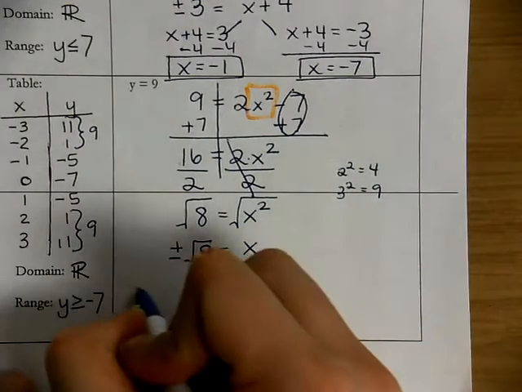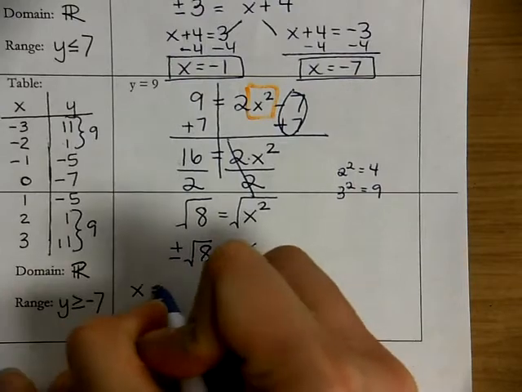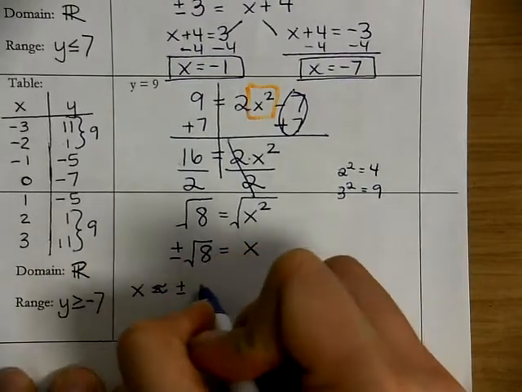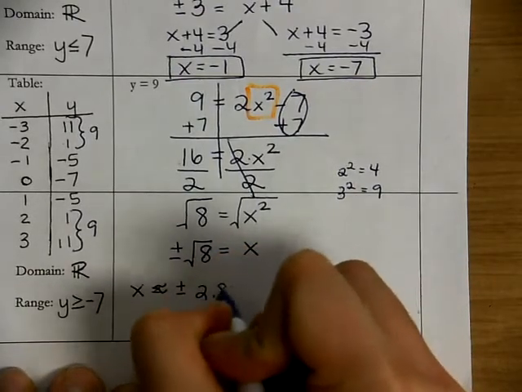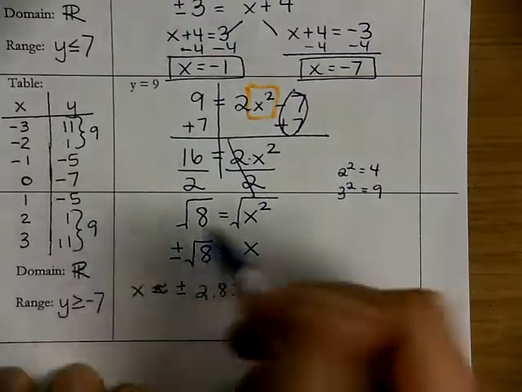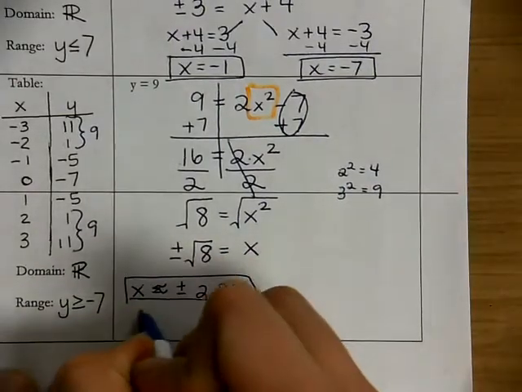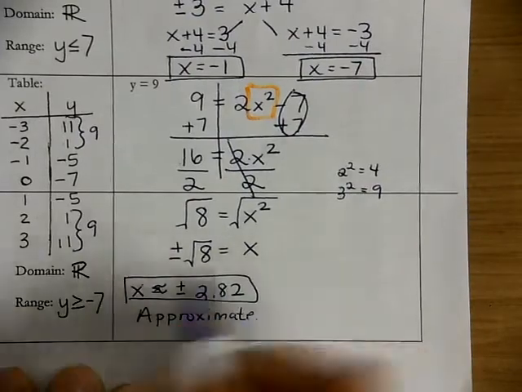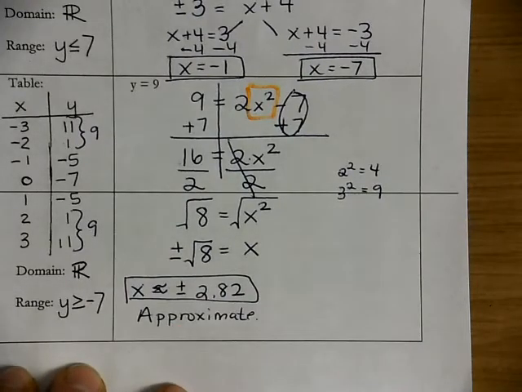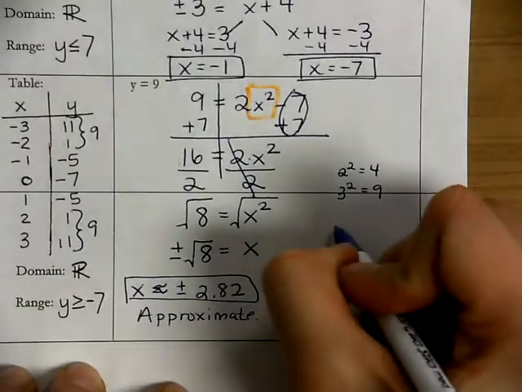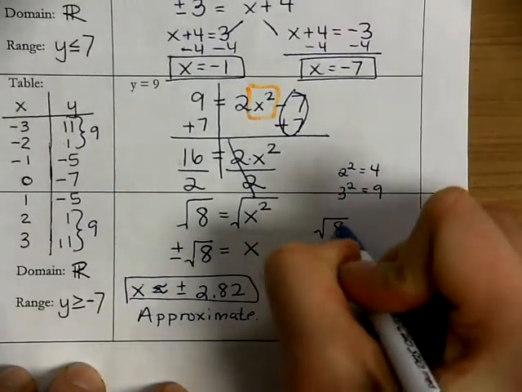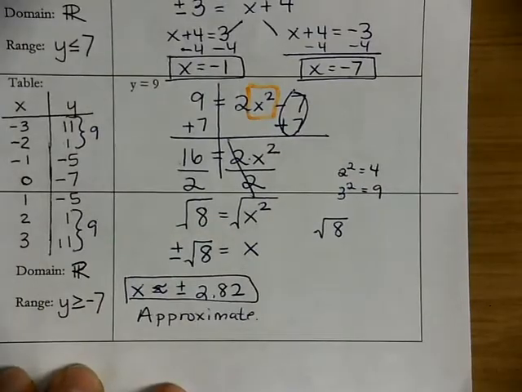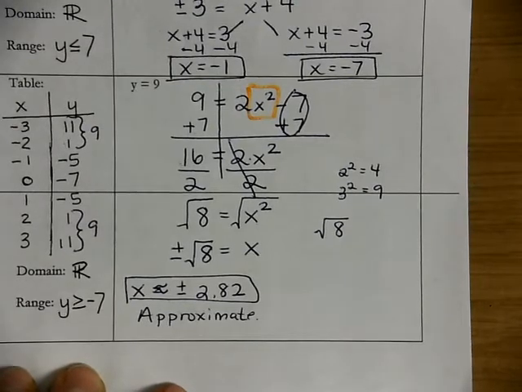Now, if you use your calculator, I punch out in my calculator, I get x is approximately plus or minus 2.82. This is your approximate answer. On your homework, I don't want approximate answers. I want the exact answer. So over to the side here, we need to simplify square root of 8. Pause the video right now and try and simplify this on your own.